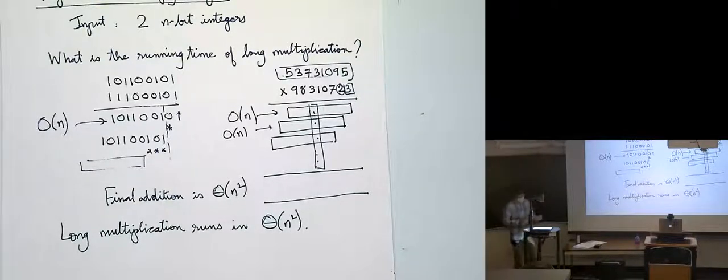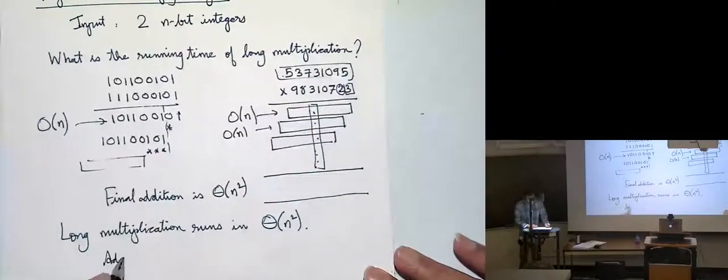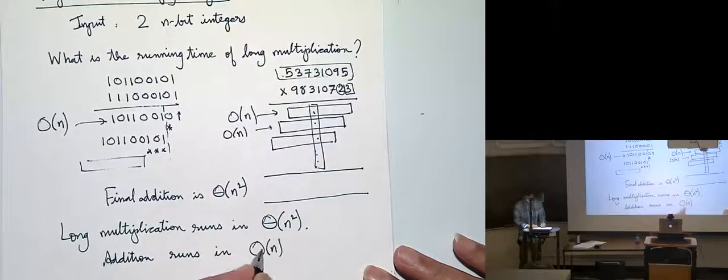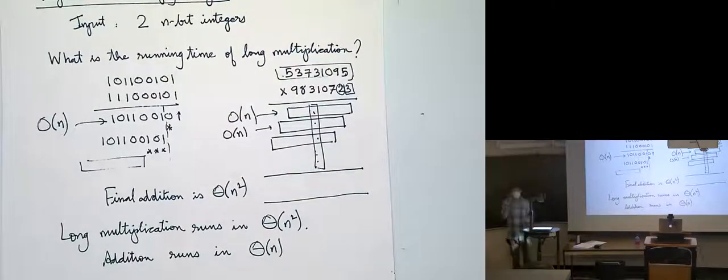Addition runs in theta of n. It's just linear, which is not surprising given what you know from grade school. Addition is easy and multiplication is harder. But this is just long multiplication. Can you actually beat long multiplication?